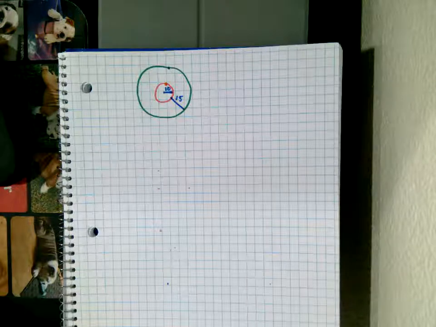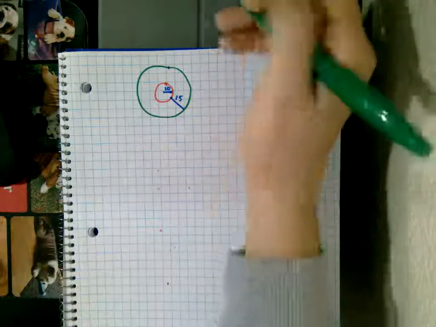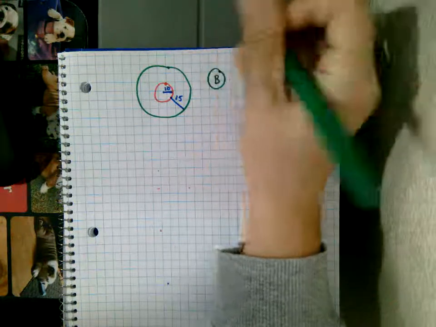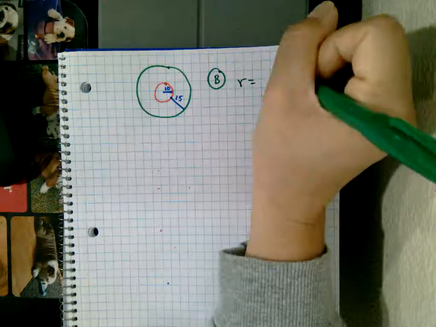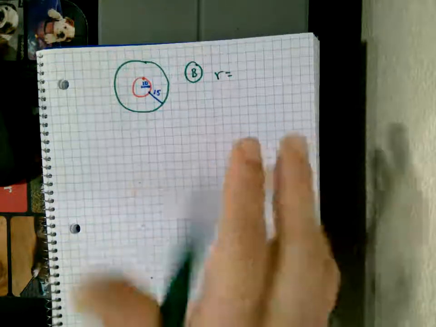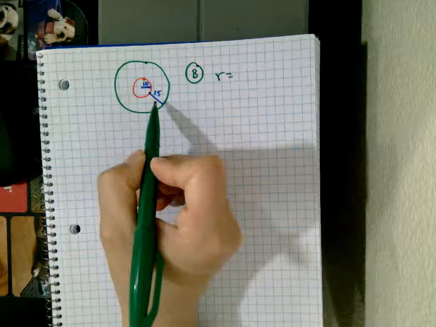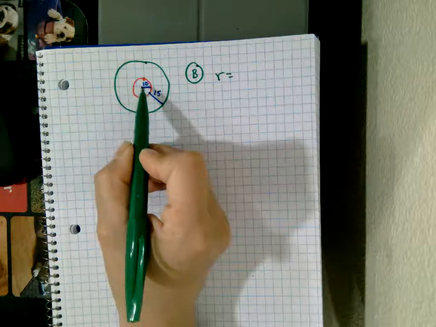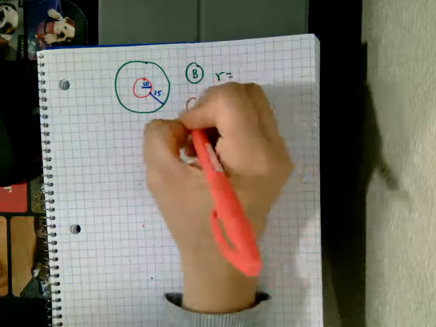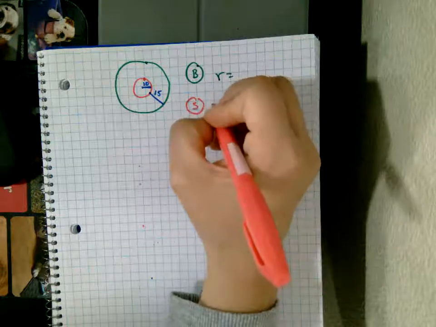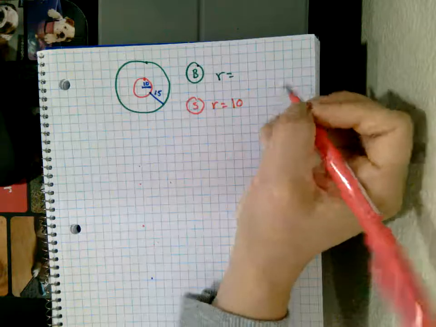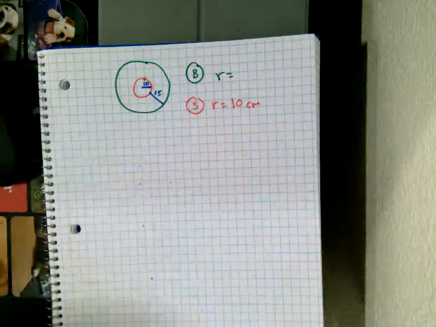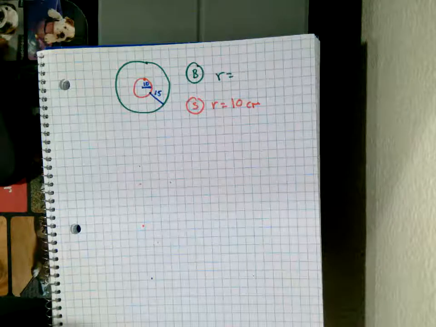Now this one's like level 2. The green circle, the big one, what is the radius of the big circle? It's not 15. 15 is from this to this. It's not 10, because 10 would be the radius of the pink one. The small one has a radius of 10, let's say centimeters. So what would be the radius of the big circle? Can anybody determine the radius of the big circle?